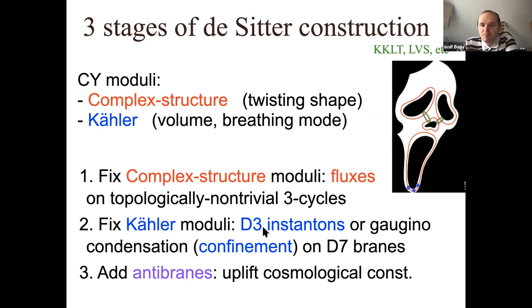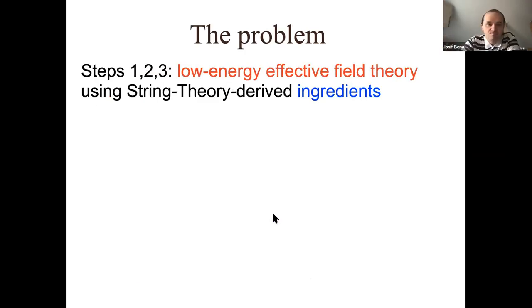The problem is that in the KKLT construction and in most of the string phenomenological constructions, people use low energy effective field theory using string theory derived ingredients. So these steps are basically done using the 4D superpotential and 4D Kähler potential, using some 4D low energy effective field theory with string theory derived ingredients. But when you put these ingredients back in string theory, what you find is that there are non-trivial interactions between these ingredients.